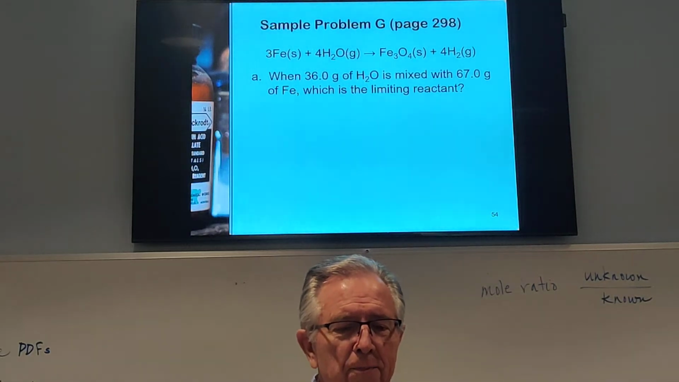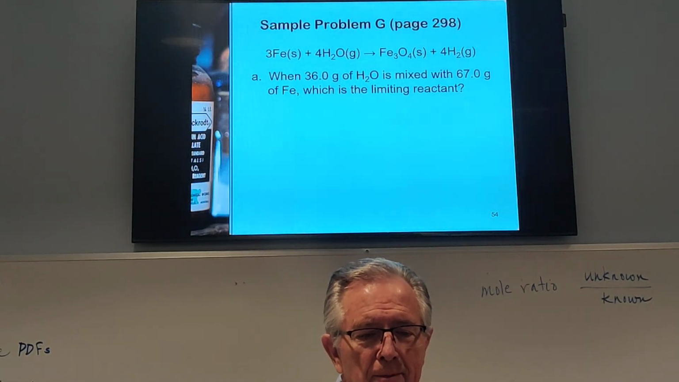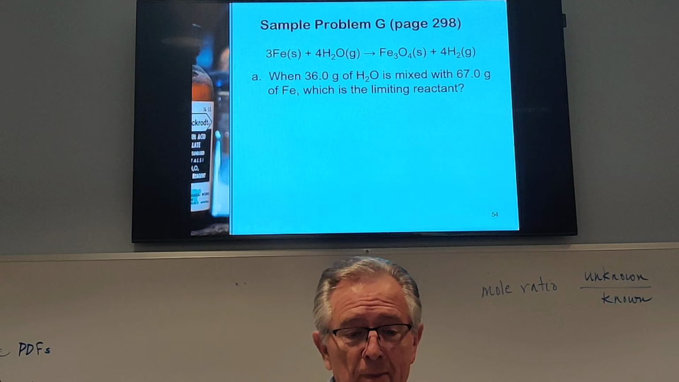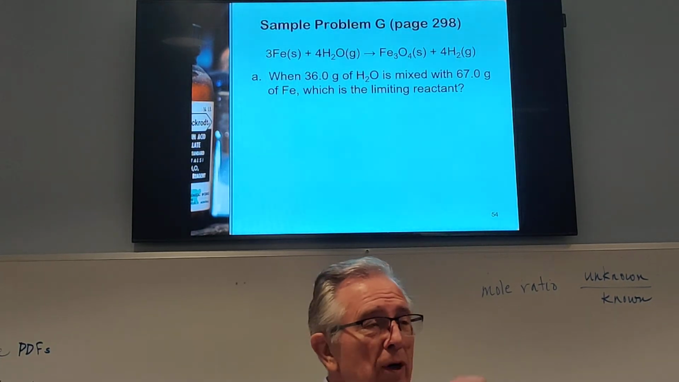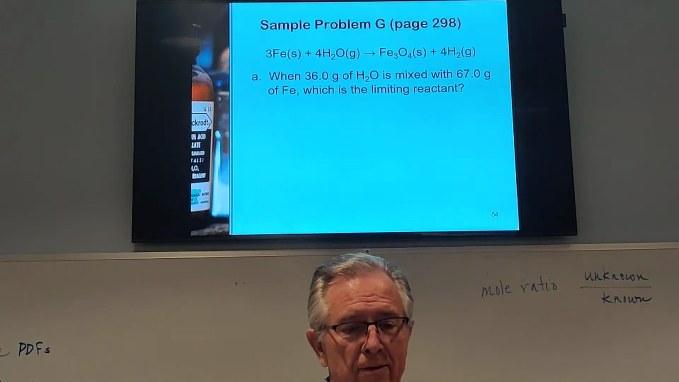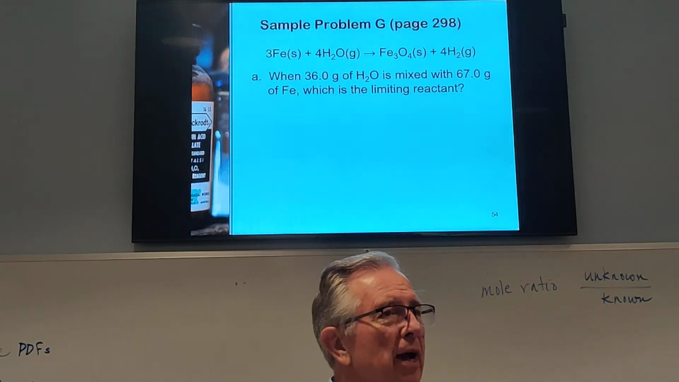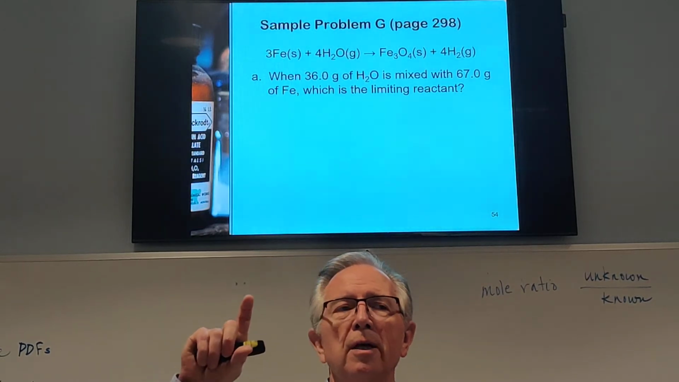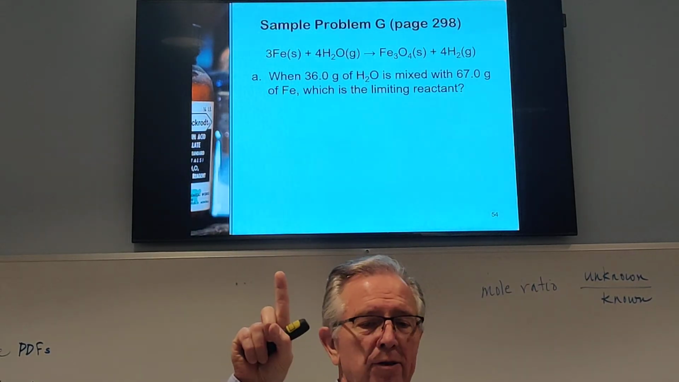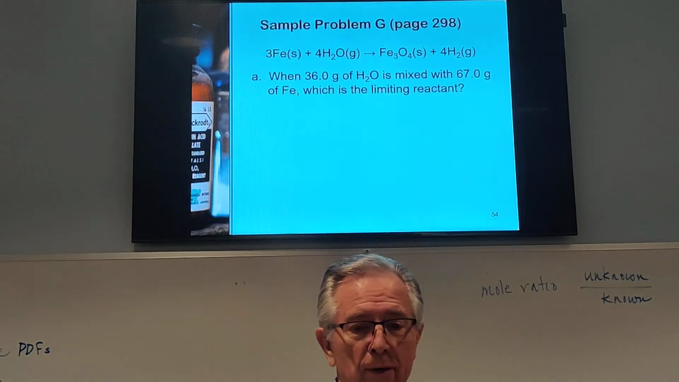When 36 grams of water or steam is mixed with 67 grams of iron, which is going to be the limiting reagent? So I have to figure out how many moles each one of the reactants would make of one of the products. So I'm going to pick one of the products. Which product do we want to pick?